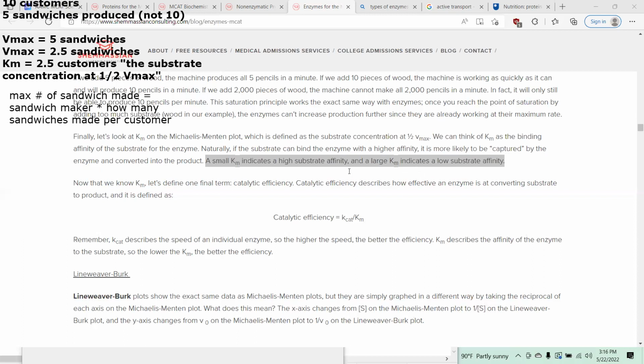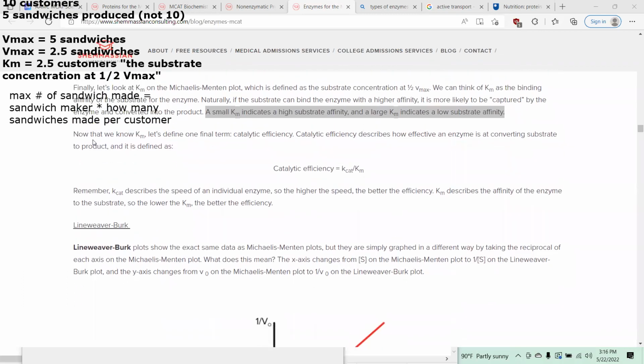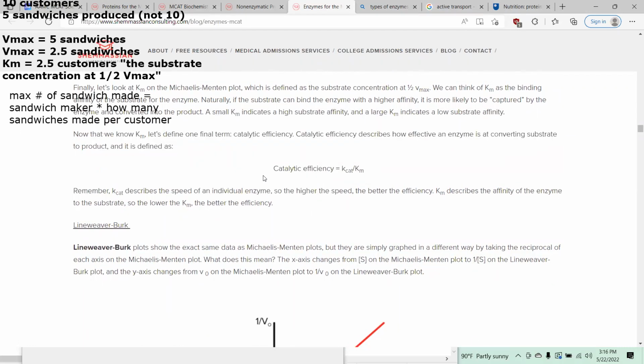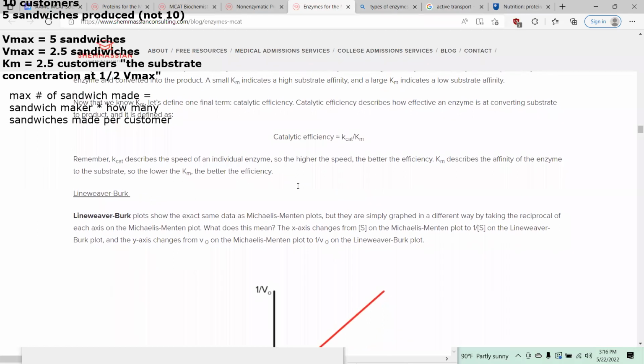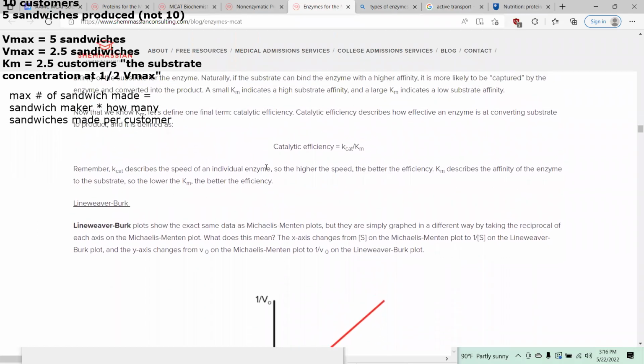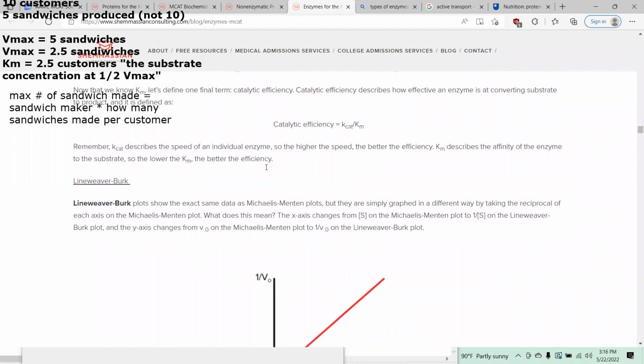Okay, good. Did I lose you guys with the ridiculous sandwich analogy and the mnemonics? Catalytic efficiency. Okay, good. Awesome. Yeah, that's how I end up remembering those things in weird ways.